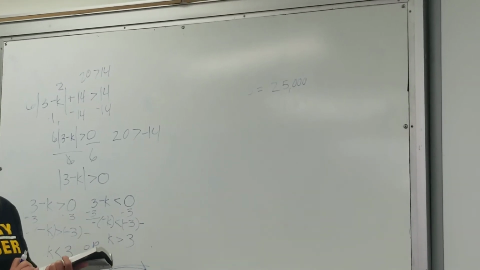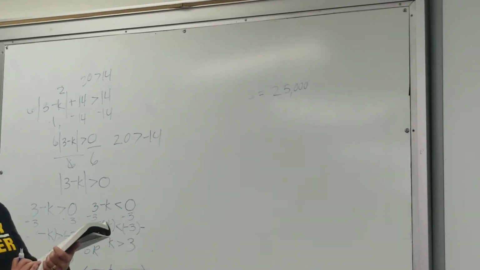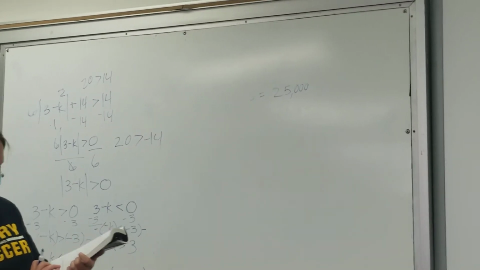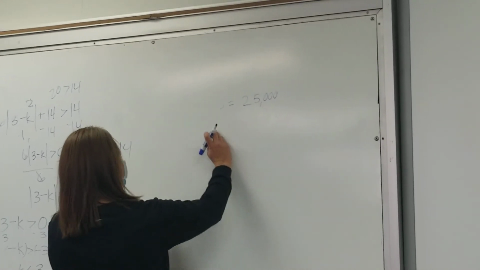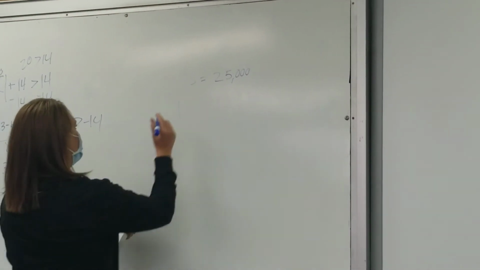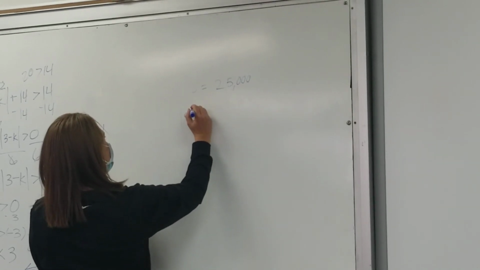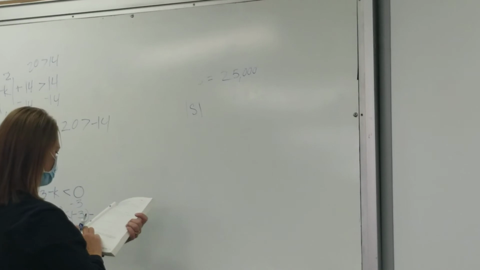I don't know what I would write. Absolute value of what? The salary deviation. It has an absolute deviation, so write absolute value of S. Absolute value of S is what? At most. Now think about what at most means.